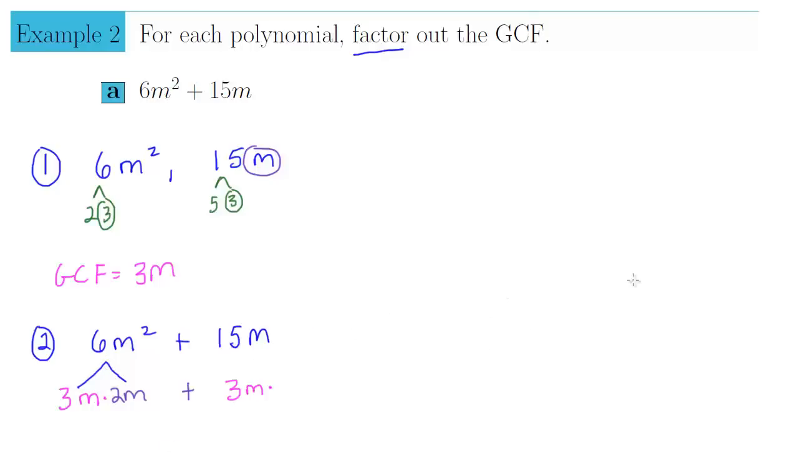And then for the 15m, I go through a similar thought process. What do I multiply 3 by to get 15? Well, I need 5. What do I multiply m by to get m? Well, I don't have to multiply it by anything. I already have it. So then I have my 15m back.